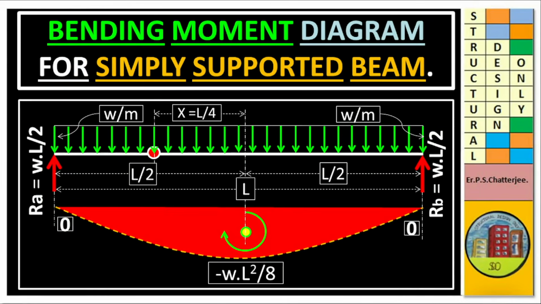Bending moment diagram for simply supported beam. At right hand support, bending moment 0, left hand support 0, and mid span minus WL square by 8.